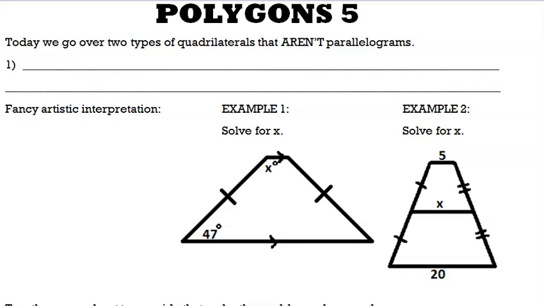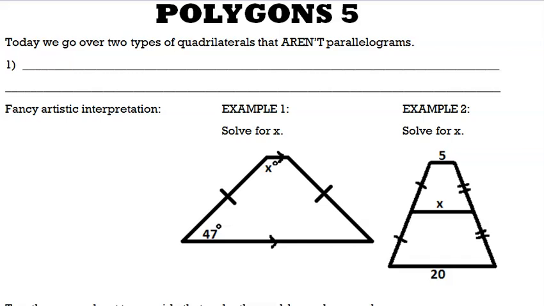Hey everybody, we're going to go through Polygons 5 here. There are 6 lessons in the Polygons chapter. We are getting really close to the end of the chapter, so let's just power through it. We are going to break away from parallelograms for a second.